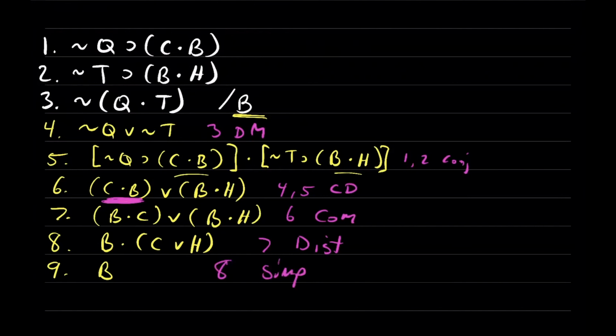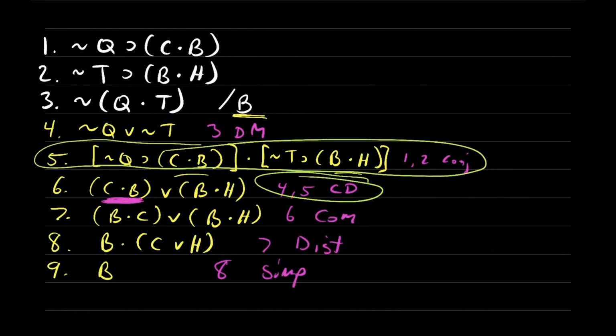This was really not a hard proof. The only thing that you absolutely had to recognize was that you had to do this constructive dilemma step. And in order to do that constructive dilemma step, you had to see that you needed to conjoin those two conditionals together on lines 1 and 2 to get that very long statement on line 5. If you didn't see that, you really would be stuck and you wouldn't be able to get to the conclusion.